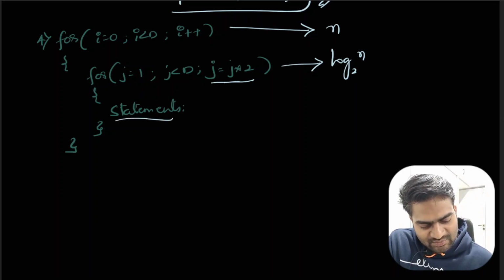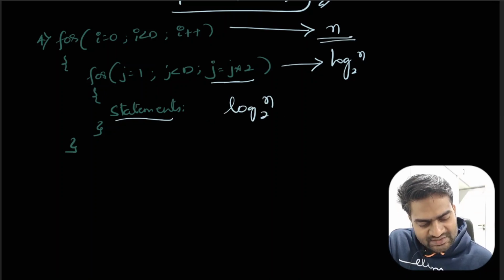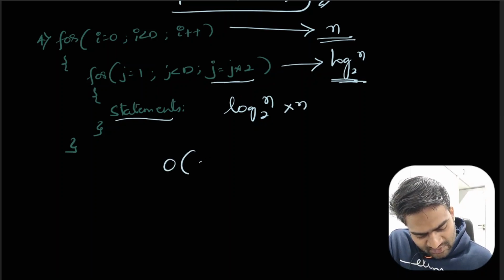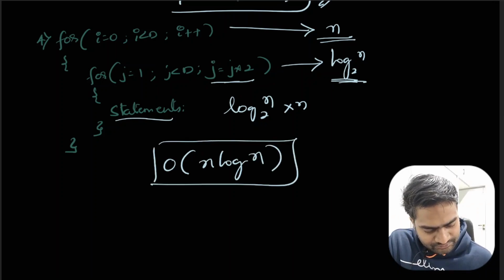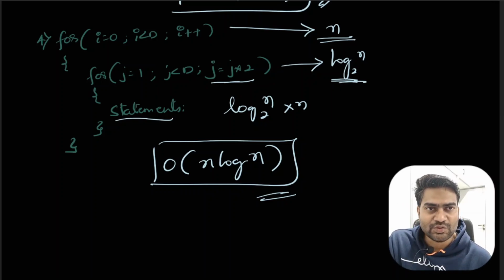But our first loop executes for n number of times. For each time, the second loop executes for so many number of times. That's why we have to multiply it with n. So its order is of n log n. This is how we can compute the time complexity for such loops.